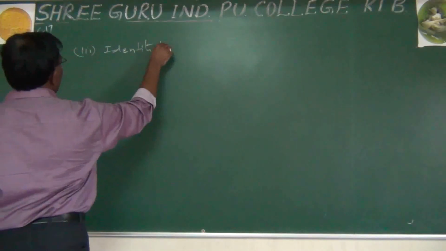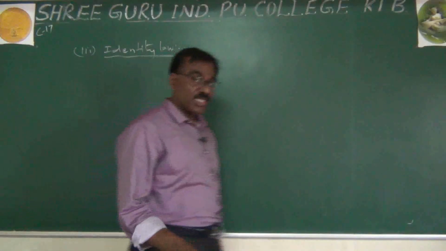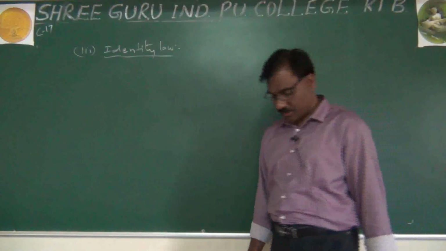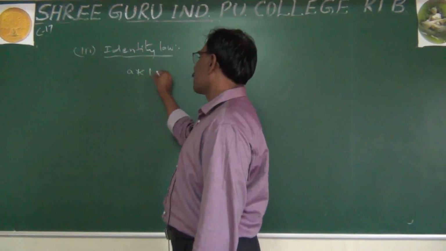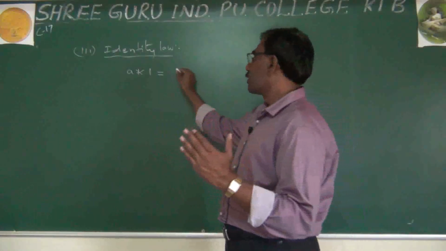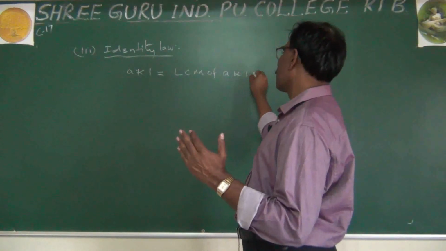It is the identity, the existence of identity. So I want the E value. You know what the identity is? A star E equals A star 1. What is A star 1? It is the LCM of A and 1.